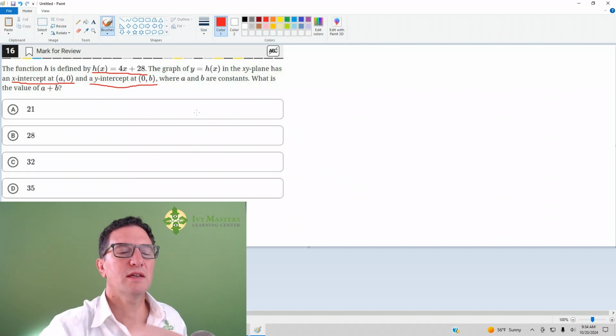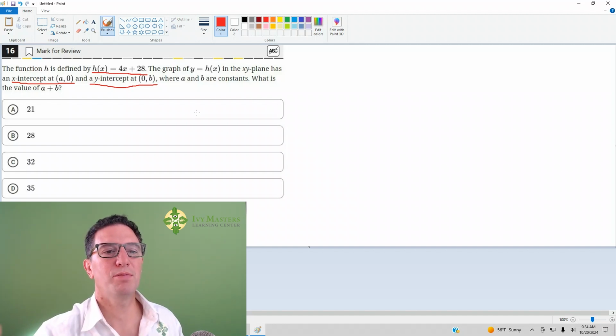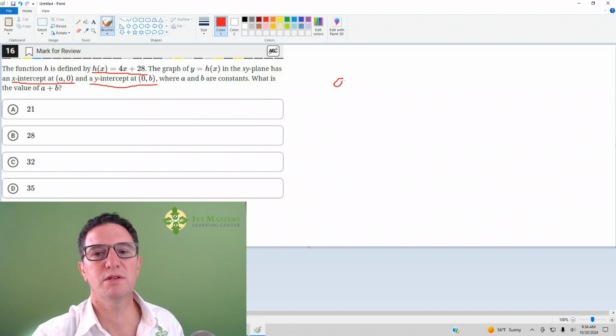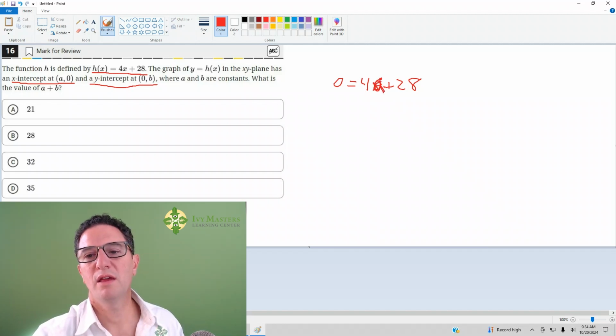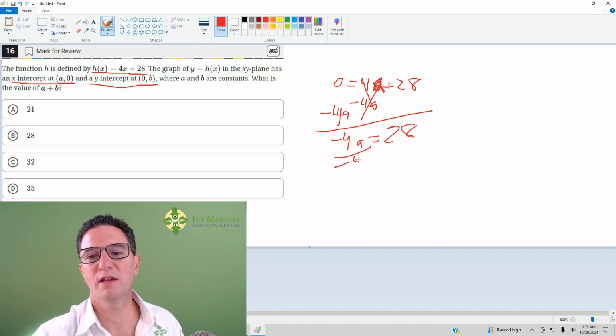If the x-intercept is (a, 0), then in place of x, I'm going to put a. In place of y, I put 0. So 0 equals 4x plus 28. And actually, in place of x, I should put a. So we'll call that a. And then here, if you subtract 4a from both sides, the 4a's cancel here. You get negative 4a equals 28. Divide by negative 4, divide by negative 4. And your a equals negative 7.